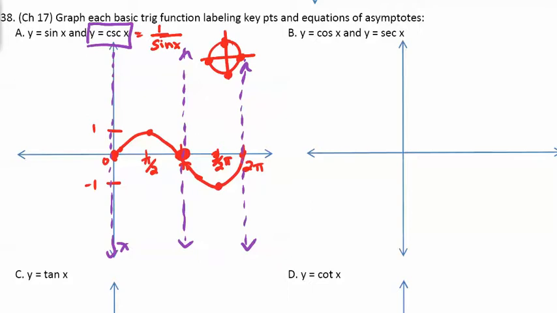So we could label these equations x equals 0, x equals pi, x equals 2 pi. The places where the sine coordinate is 0, cosecant is undefined. And then when we do the reciprocal of this value, which is 1, the reciprocal of 1 is 1. The reciprocal of these very tiny numbers gets very huge.